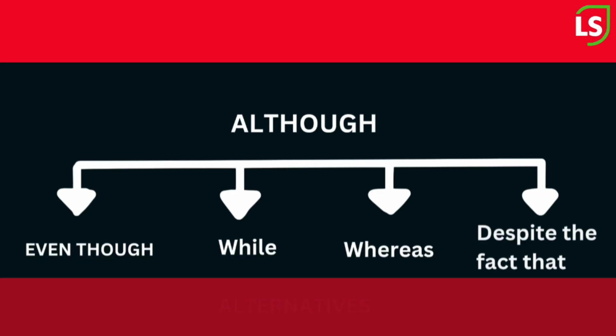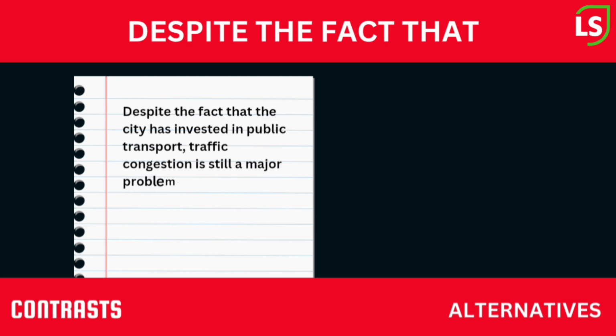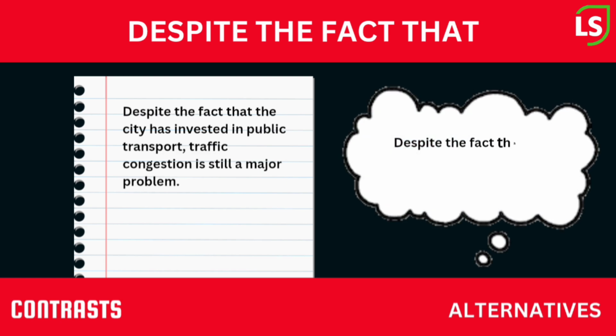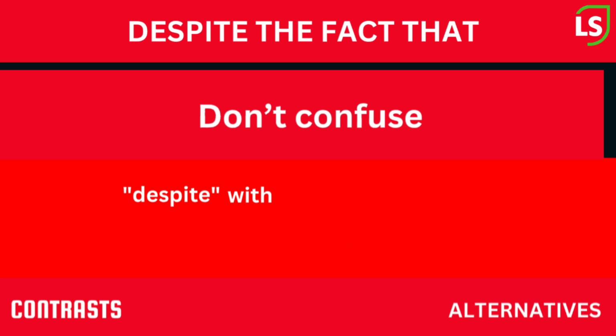Next, despite the fact that. This phrase is more formal and is often used in writing. For example, you can write, despite the fact that the city has invested in public transport, traffic congestion is still a major problem. Despite the fact that it was raining, we enjoyed our picnic. Be careful. Don't confuse despite with despite the fact that.